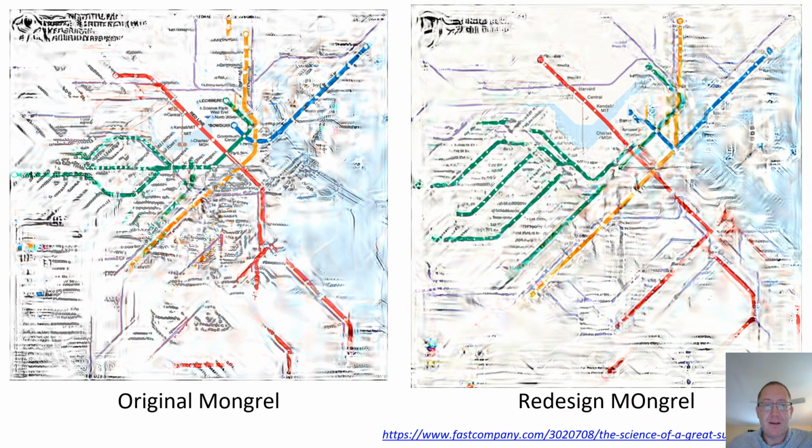Here's what it looks like with the original mongrel and the redesign using a different mongrel, right? The lines are a lot cleaner. Even if you don't know you're seeing this, it makes a difference in how quickly you perceive something. And if you're talking about a subway map and you're running, this is actually an important thing.